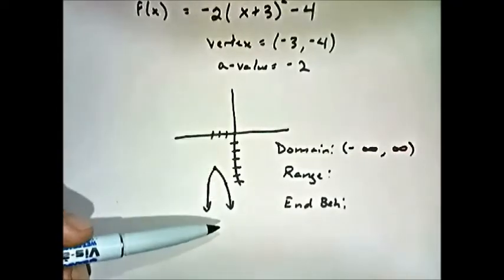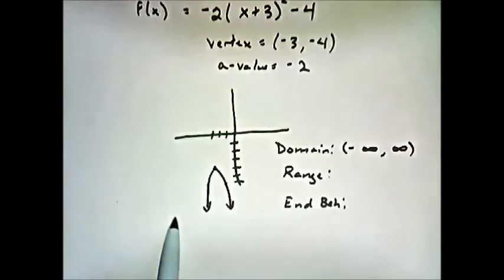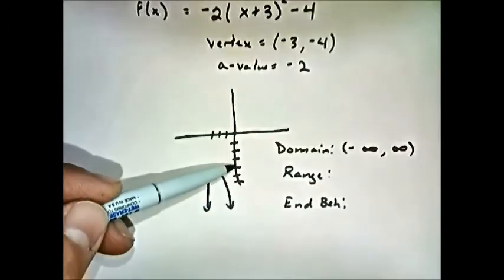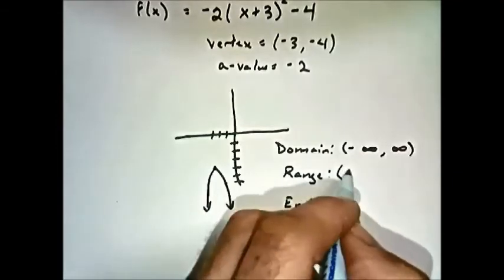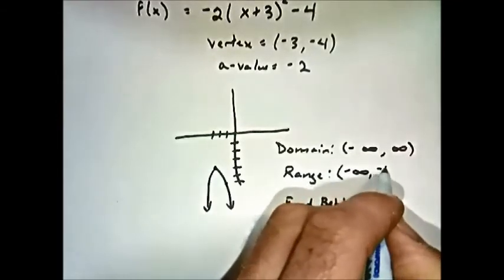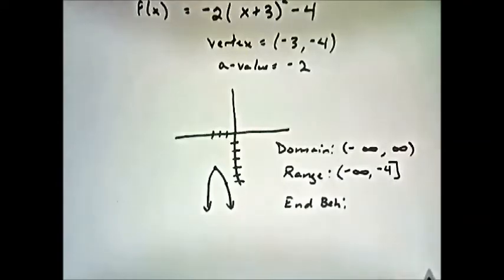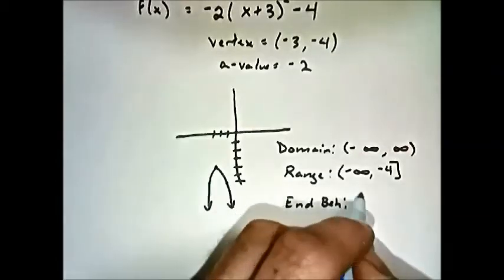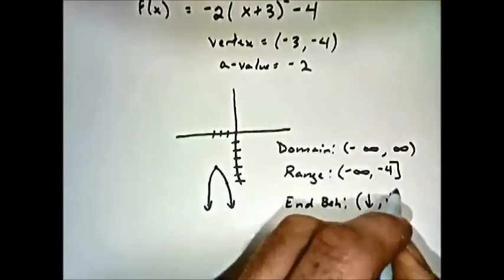My range, if I start from negative infinity and go across on the y-axis, I'll be able to touch the graph as well. And I'll be able to do that all the way up till y equals negative 4. So in this case, my range is negative infinity to negative 4. We're going to include negative 4 with the bracket. My end behavior, I'm in the downward direction in both sides of my parabola.